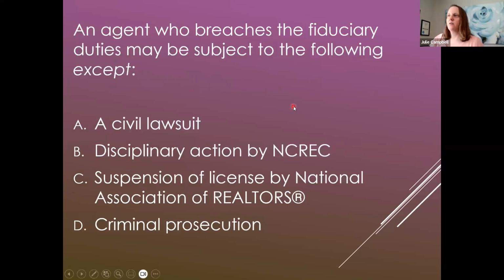Okay, let's try one more. A, B, C, or D.